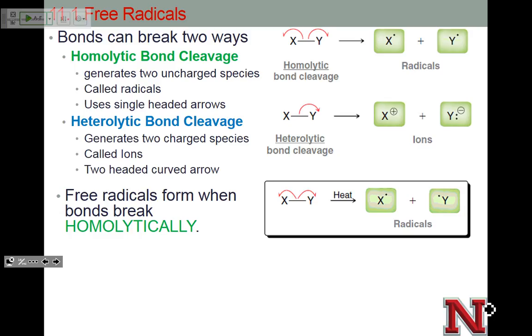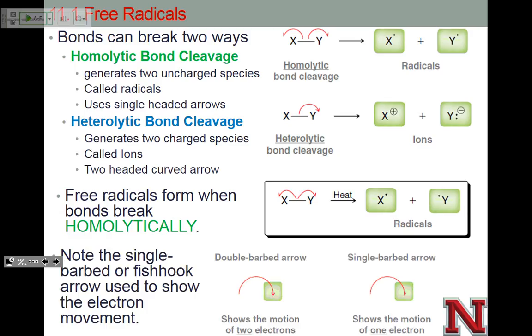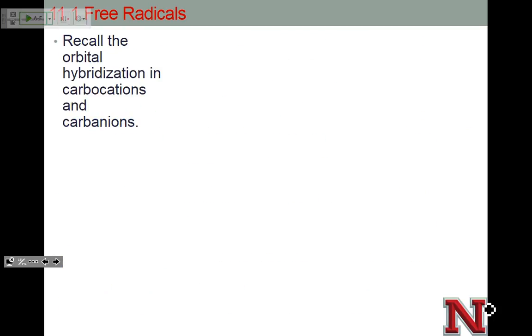So our free radicals form when a bond breaks homolytically, and we have an unpaired electron. So we have an electron that's not participating in a pair. Also, and we'll talk about this in a little more detail when we talk about the mechanism, we typically show the movement of 2 electrons with this double-headed arrow. But for this chapter, we're going to be showing the movement of the electrons with a single barbed arrow, which represents 1 electron moving.